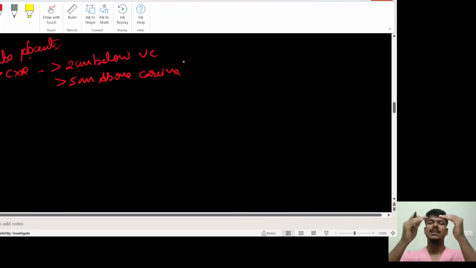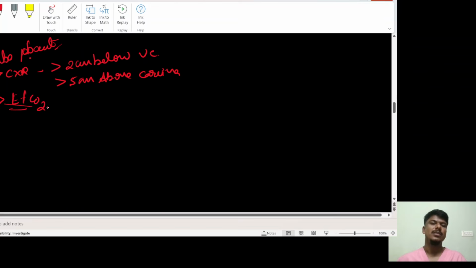And if the tube is just above, or 1 or 1.5 centimeters below the vocal cord, what will happen? As I told you, we are using high-volume cuffs, which means the length of the area covered by the cuff is more nowadays. If you expand that cuff near the vocal cord, permanent vocal cord palsy can occur, and the patient will not be able to produce a sound. So the proper placement is 2 centimeters below the vocal cord and 5 centimeters above the carina.